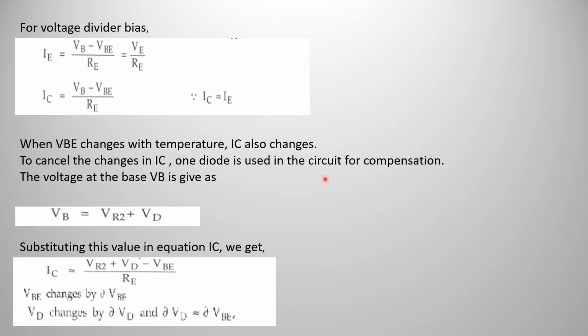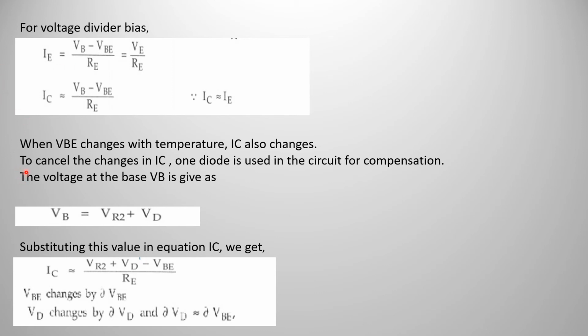For voltage divider bias, from the diagram we know that IE is equal to VB minus VBE by RE. If you were to apply KVL for that small loop, you will get this equation. Now VB minus VBE is equal to VE. That is also a part of the diagram. If you observe, you will understand that. And then IE is equal to VE by RE. Now we know that collector current is approximately equal to the emitter current. So IE is equal to IC, and hence the above equation can be rewritten as VB minus VBE by RE.